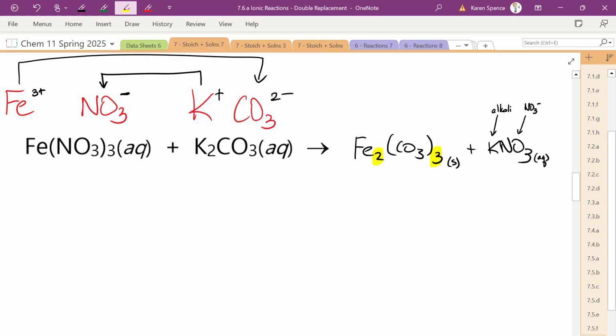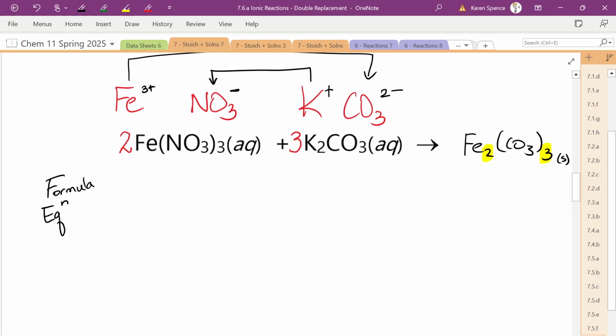So let's balance our irons. We have 2 iron here, so let's put a 2 here. We have 3 carbonate here, so let's put a 3 here. And that leaves just our Ks. We have 6 Ks, and we're going to put a 6 there. We also have 6 nitrate, which works out well because we also have 6 nitrate. Okay, I'm going to get rid of all my little arrows there so that we can follow along a little bit better.